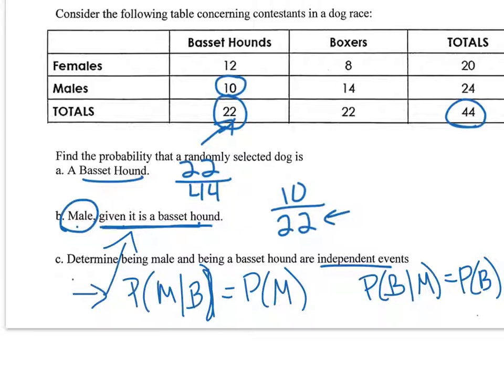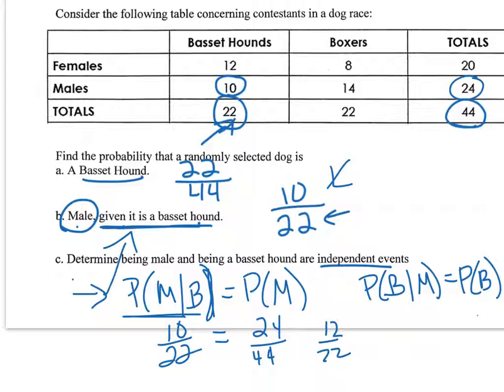So male given basset hound is 10 over 22. We just figured that out in part B, right here. What is the probability of being male? Well, there's 24 males. There's 44 total. Are these two equal? No matter how I reduce them. This one's actually 12 out of 22, if you reduce it to have the same denominator so you can see it. And so this one, they are not independent, or they are dependent on each other. So if this turned out to be true, I would then have to figure out that one. All right, have a good day.